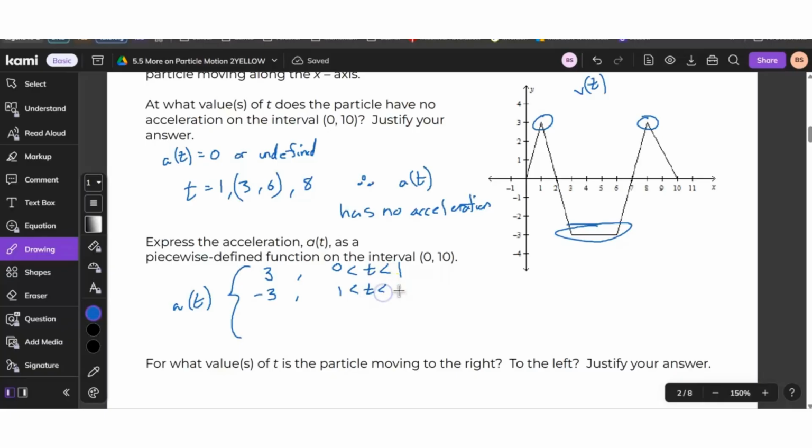From t equals 1 to 3, then it's going to be 0 from 3 to 6. Then it's going to be positive 3 from 6 to 8. And finally, coming down here, that slope is going to be negative 3 halves, and that one's going to be from 8 to 10.